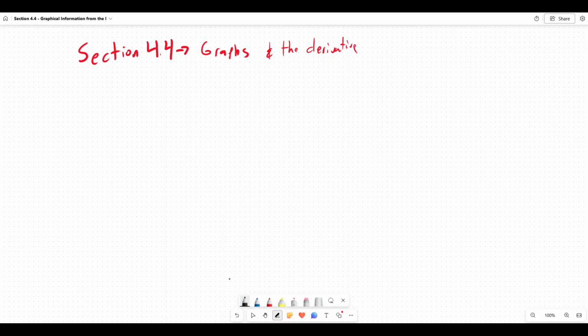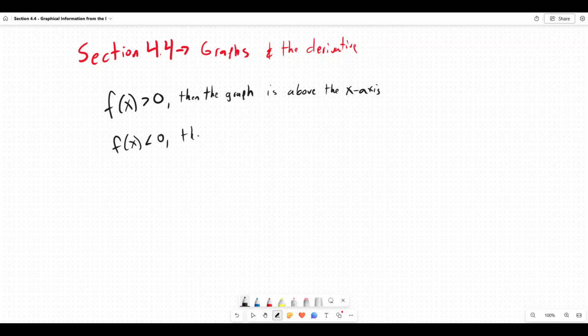So, we're going to talk about what evaluating an x value in a function or its derivative tells us about the graph. If f of x is greater than 0, then the graph is above the x-axis. Whereas if f of x is below 0, then the graph is below the x-axis. Okay? And this is using just the original f.